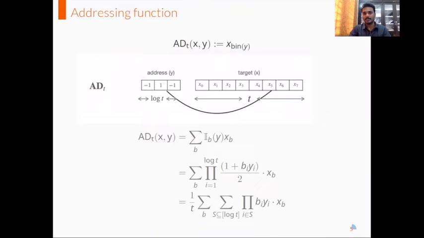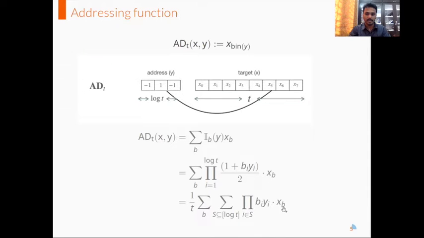Another interesting Boolean function is this addressing function. The addressing function is a function on log t plus t bits. It has two kinds of inputs. One is the address inputs, and the other is the target inputs. Each target input has an address of log t bits. On an input (x, y) to the addressing function, the function just outputs the entry in the address y.